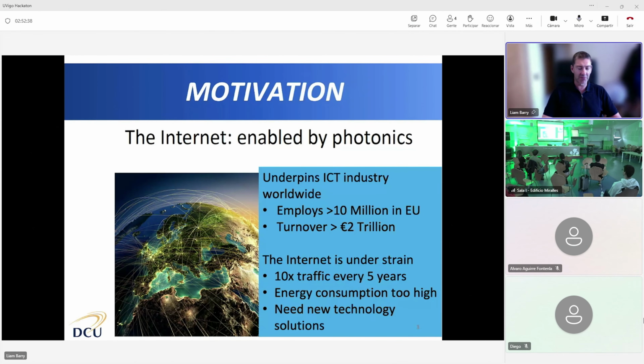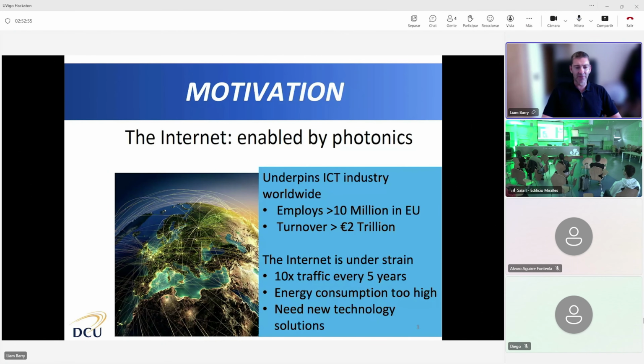So it's a huge employer in the European Union and globally, and the turnover, the amount of money that's made from ICT, is huge. So it keeps a lot of people employed, and from a European perspective, it's very, very important. But the internet, as we know it today, is currently under strain.